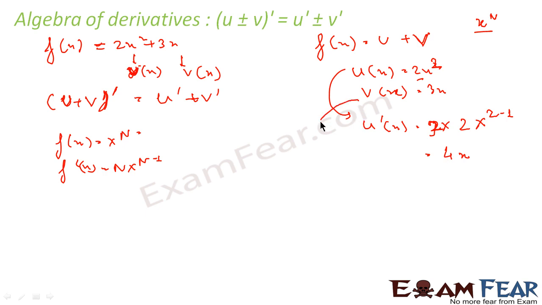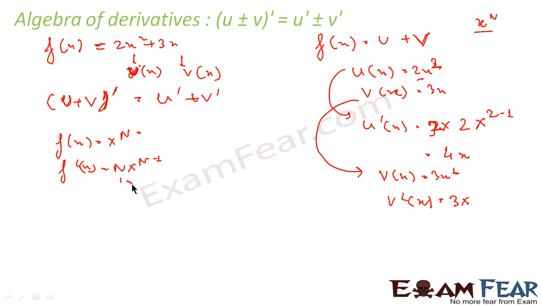Similarly, in this case, my v(x) is 3x. So my v dash x is nothing but 3 into x to the power 1 actually. This is x to the power 1. So for x to the power 1, if you want to find the derivative, n is equal to 1.